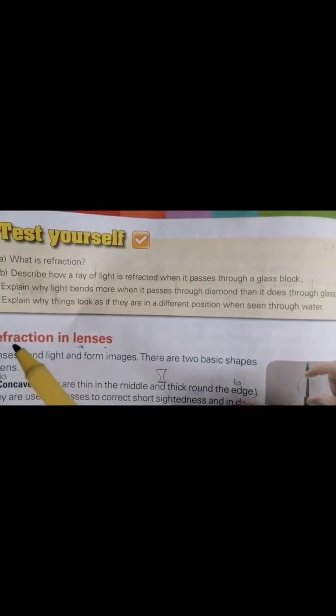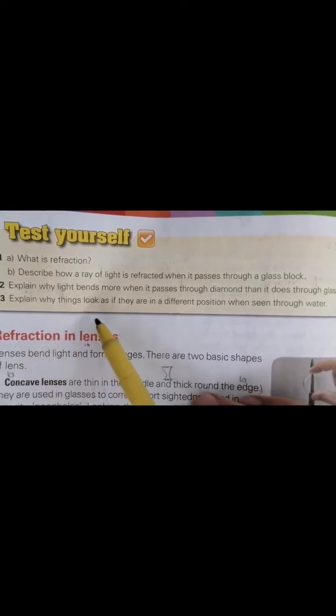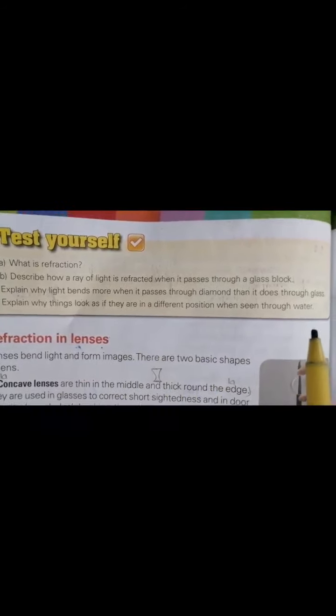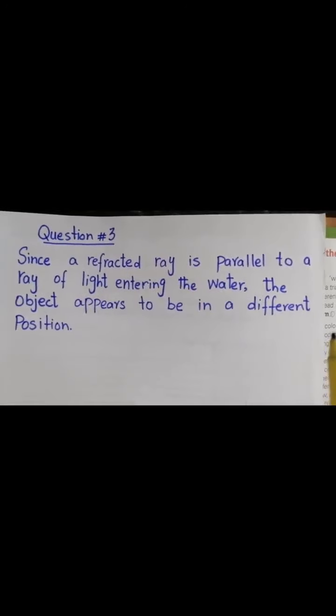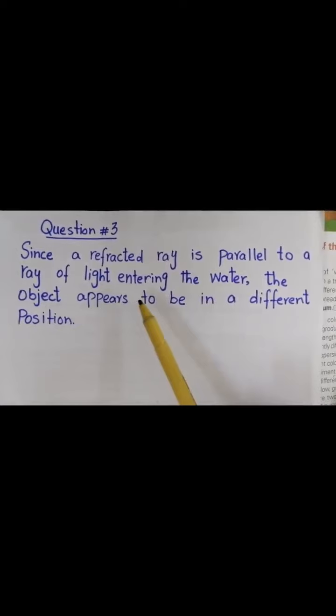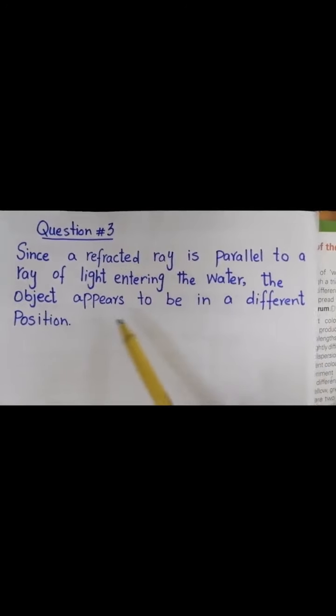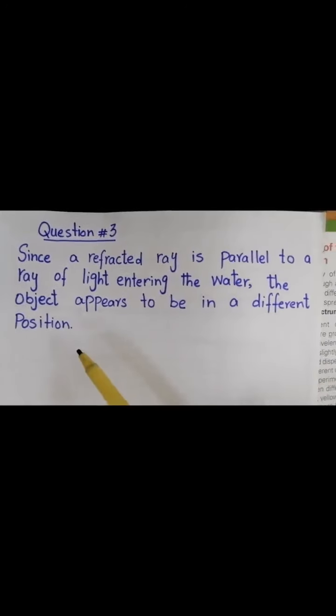Question number 3. Explain why things look as if they are in a different position when seen through water. Answer is, since a refracted ray is parallel to a ray of light entering the water, the object appears to be in a different position.